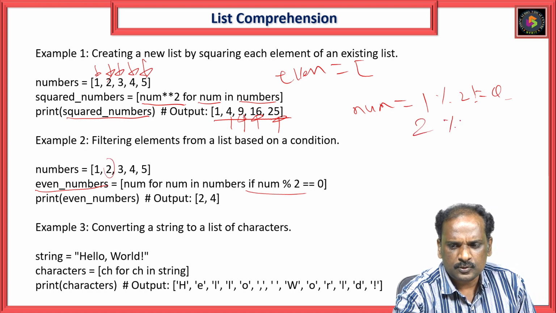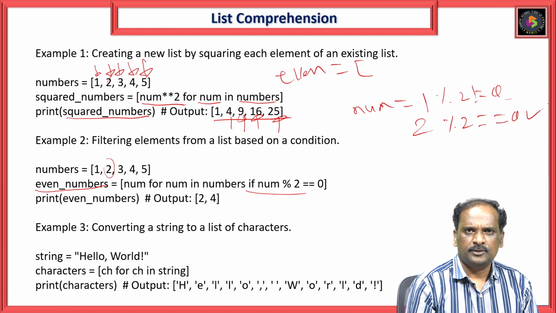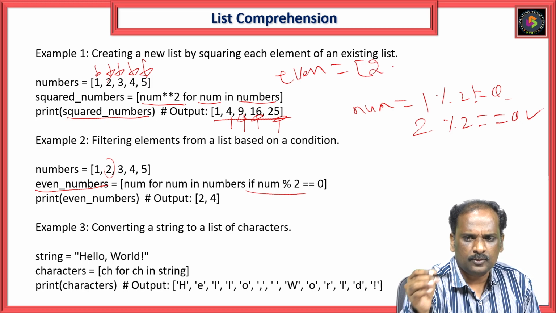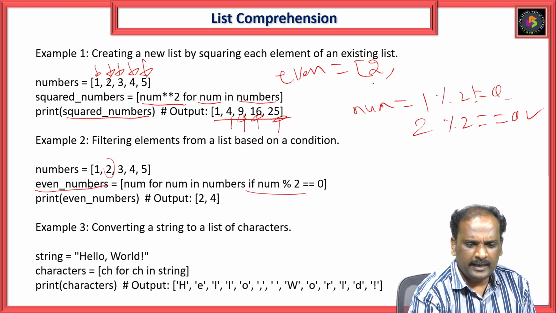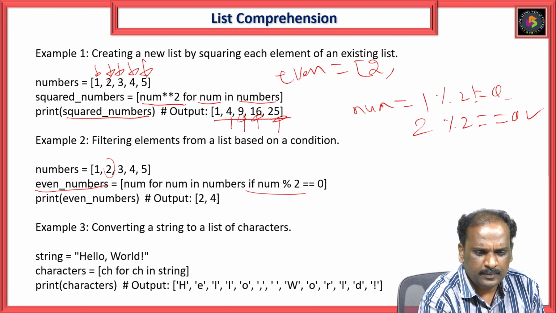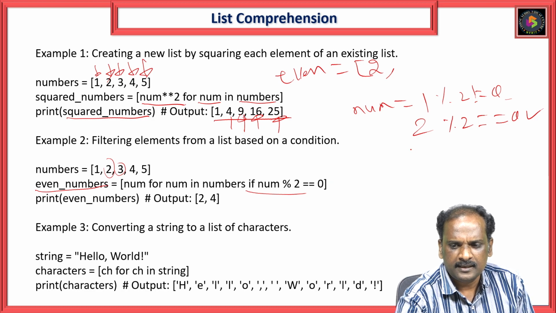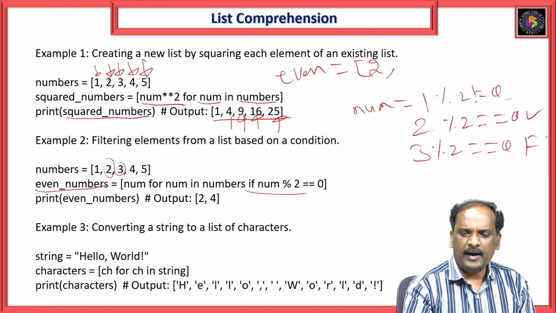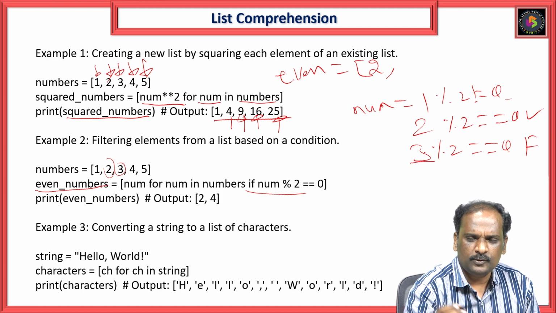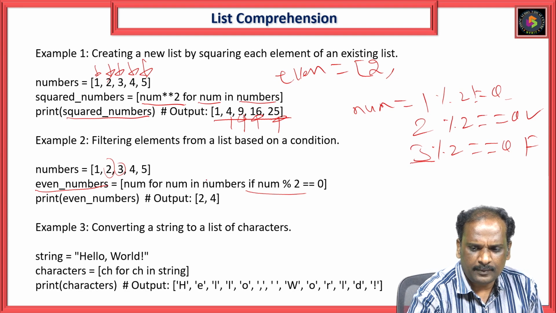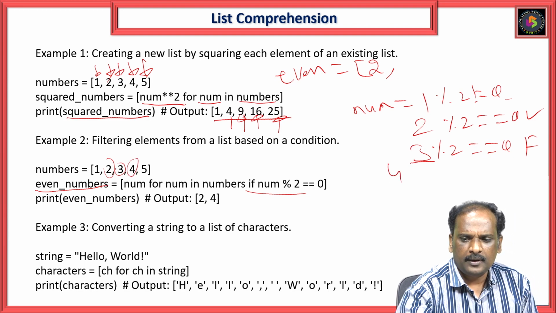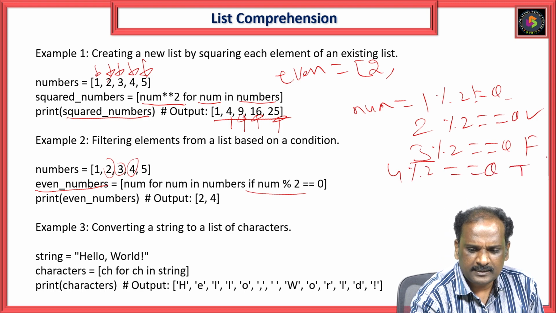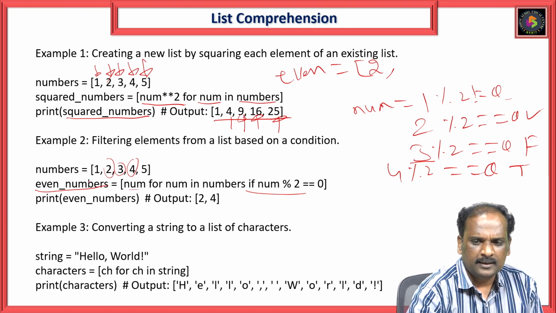Now 2 modulus 2 is equal to 0. Yes, true. If the condition is true, this num is added into the even numbers list. Now 2 is added into the even numbers list. Now take the next number, which is 3. Again apply the condition. 3 modulus 2 is not 0. False. False means don't include this number 3 into the list. Now again take the next element, 4. What is 4 modulus 2? 4 modulus 2 is 0. True. Whenever the condition is true, include this element into the new list.